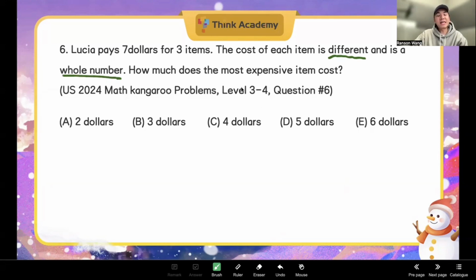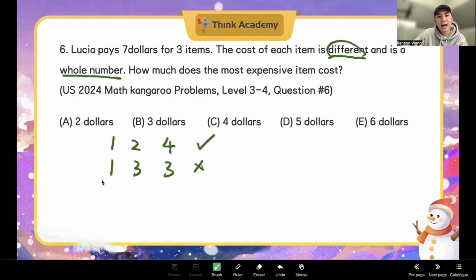For here, we probably have different ways of distributing those $7. So let's first try. If the first item is $1, and the second item, in order to be different, can only be 2, that means the last one is 4. This one does make sense, right? So let's see if we have some other options or scenarios. If the first one is 1, what if the second one is 3? And that means the third one can only be 3. Is this possible? No, because they have to be different.